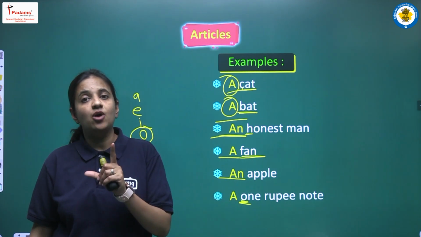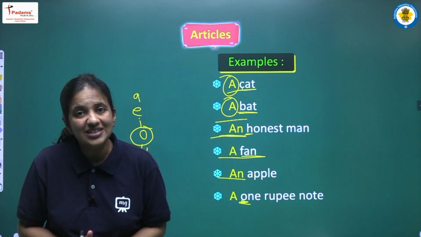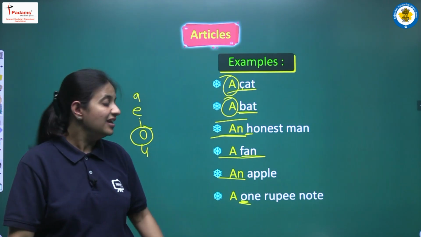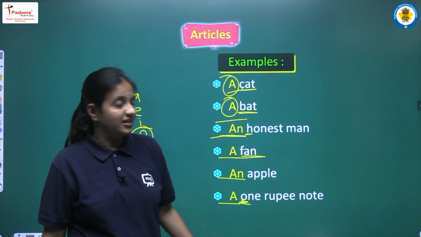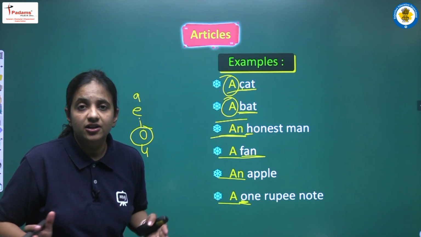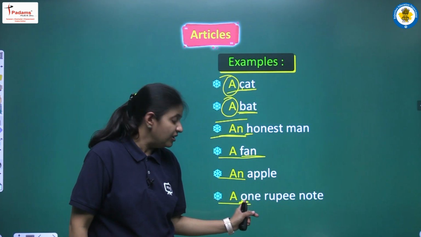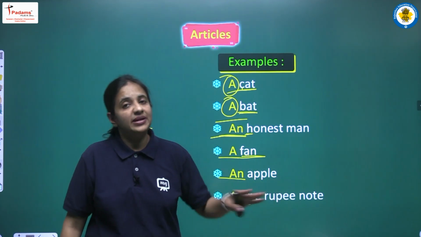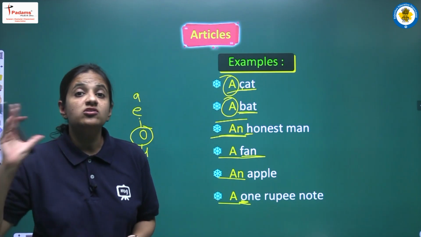So the starting sound of the word is a consonant sound. And yes, according to the sound we have to use the article, and this is the reason we are having a as an article before 1. Okay, so there can be many examples, many words where in the beginning you will find some kind of vowel, but the pronunciation sound will be a consonant sound.